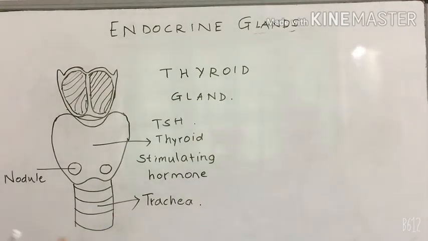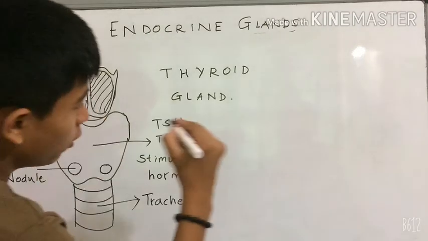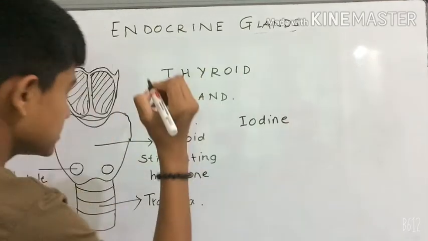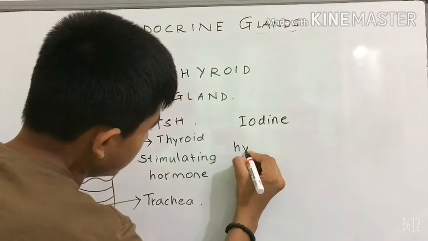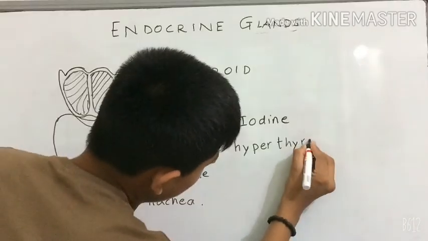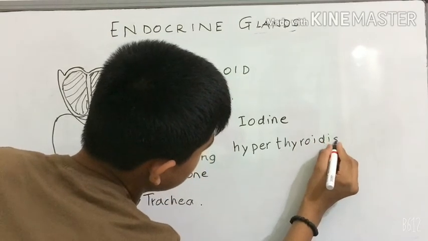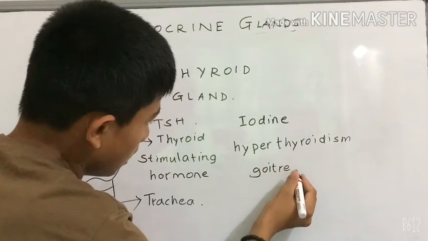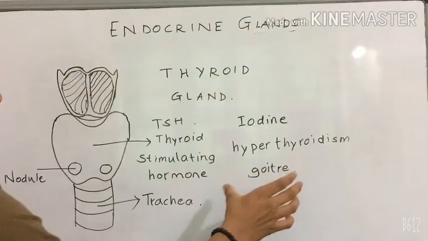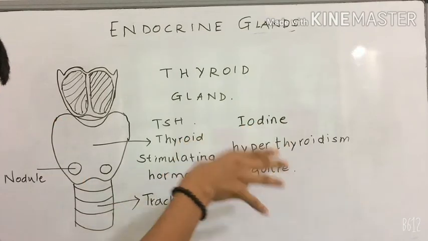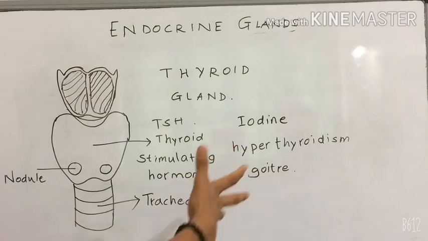hypothyroidism takes place. What is hypothyroidism? Hypothyroidism is responsible for a disease called goiter. So it's important that we get iodine; if iodine is less, we suffer from this condition. Now what happens in goiter? In goiter we have a swollen neck, so that is known as a goiter. A person suffering from goiter has a swollen neck.